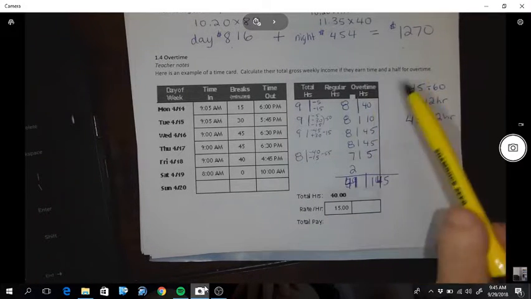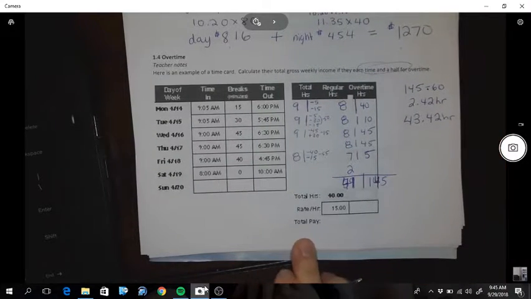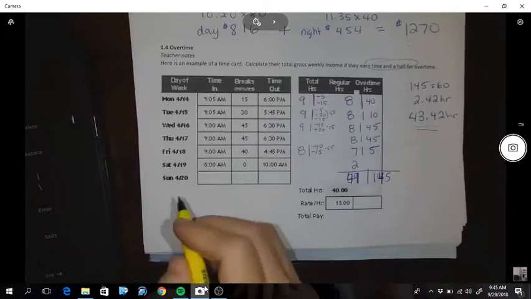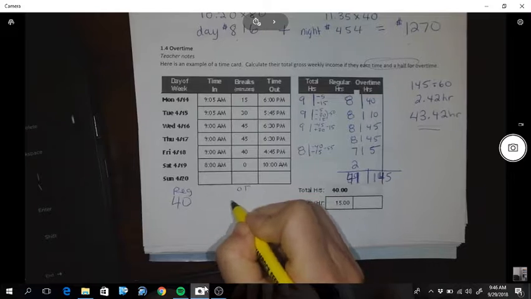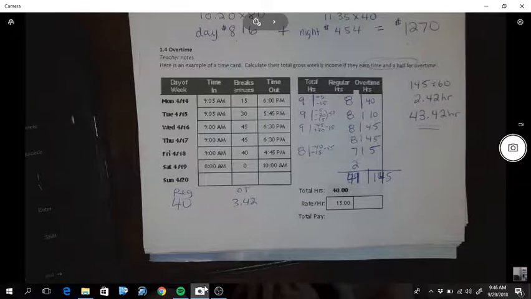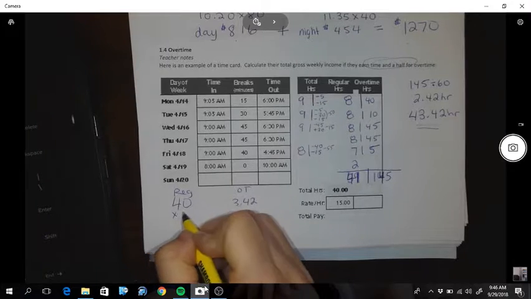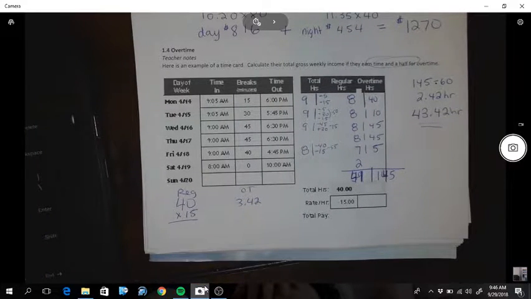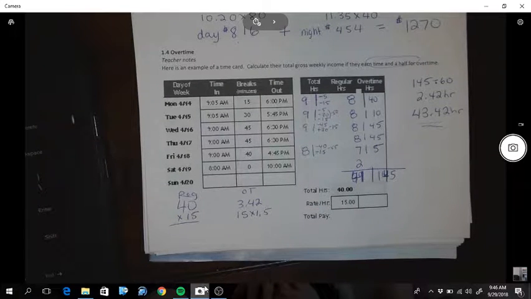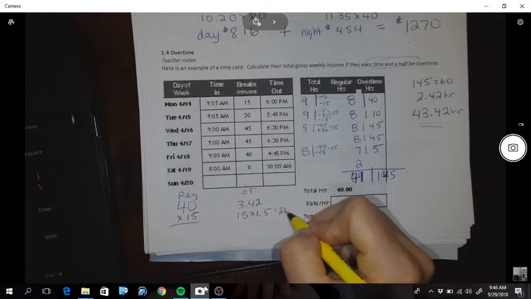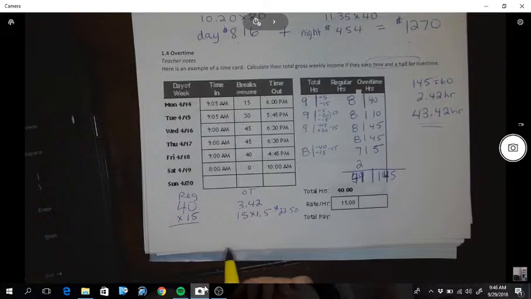Okay, now 40 hours are the regular hours. $15 an hour is the regular pay. Anything over 40, you're now going to earn time and a half. Okay, so here's what we're going to do. Out of these 43 hours, 40 are regular, 3.42 are overtime. During those 40 hours, you get paid $15. And during these overtime hours, you get paid $15 times 1.5. So you're actually making $22.50 an hour at that time.